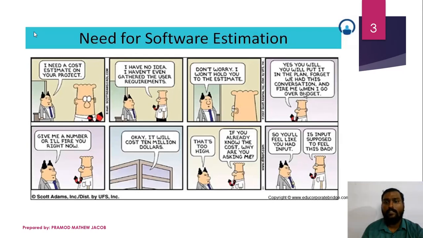And the developer says, sorry sir, it is not possible, because you will put this in the plan and you will forget about this conversation between you and me, and whenever the budget goes beyond this scheduled estimate you will definitely fire me, so I cannot do it right now. This makes the project manager angry and he says that you have to give me a number right now, otherwise I will fire you right now. And then the developer, in trouble, simply says that it will cost $10 million.